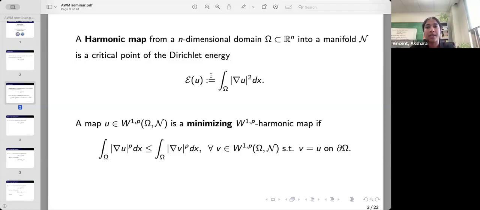So as you can see here, a minimizing map is a critical point. That means it's a harmonic map, but not vice versa in all cases. Also, if you want to think of a physical interpretation, a harmonic map in dimension 1 is nothing but a geodesic. And we know that they are smooth.